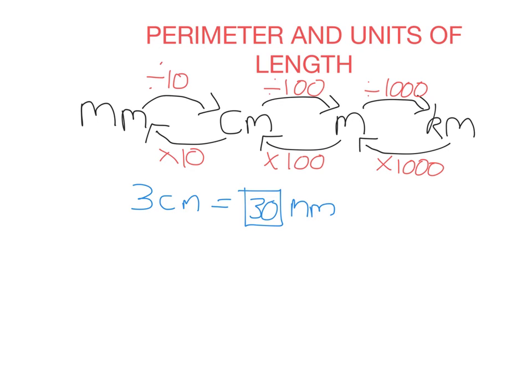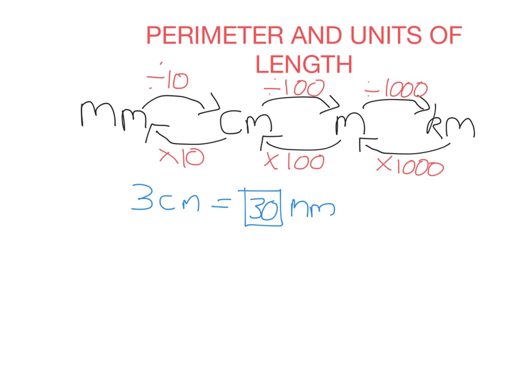So in this, you need to be able to divide and times by powers of 10. So remember, timesing by 10, you add a 0 to a whole number, or you move the decimal point 1 spot to the right. Timesing by 100, you move the decimal point 2 spots to the right.